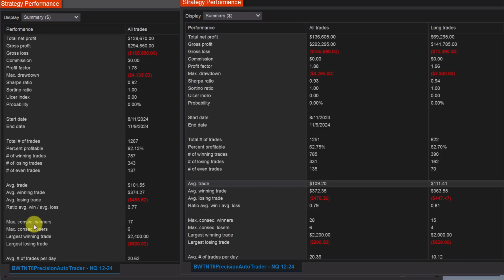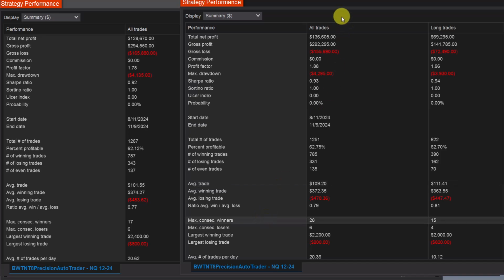The max consecutive winners without the core levels is 17, and the max consecutive winners with the core levels is 28. This is significant, even though there's still a pretty significant profit over 90 days. That's almost $10,000 over 3 months. So that's significant, but this is what's really significant.